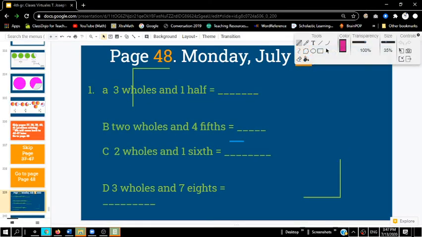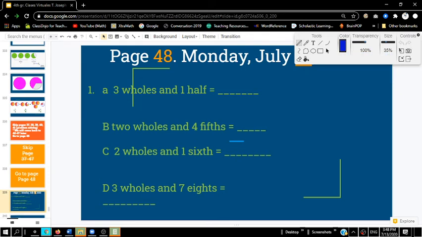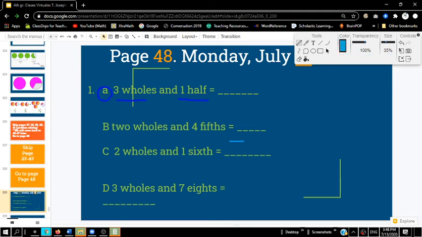When you look at these problems, again, we have a whole number. So in other words, letter A, we have 3 wholes and 1/2. We can represent that by writing, let me pick a color that actually will show up, 3 wholes plus 1/2. We'd write that as 3 and 1/2.